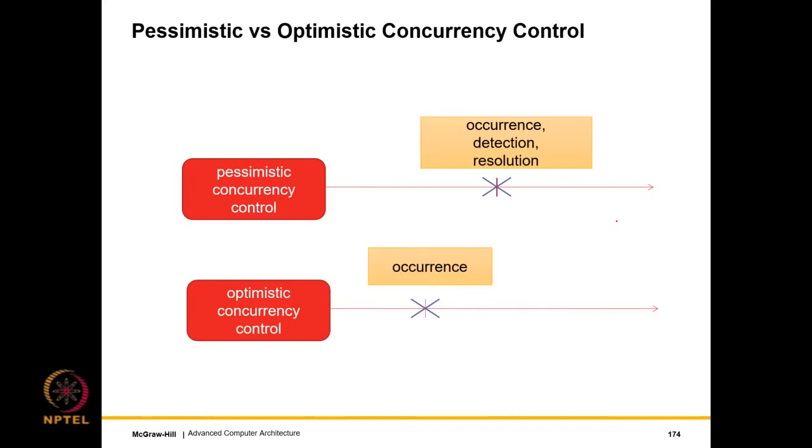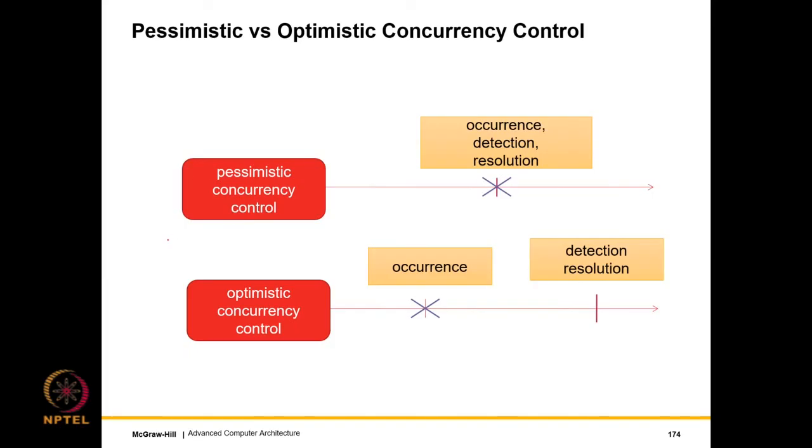In optimistic concurrency control, the moment a conflict occurs, we don't do anything at that point of time. We wait till a later point of time, and at the later point of time, we detect and resolve. So this basically allows the system to continue despite the fact that a conflict has happened. We just safely allow the system to keep on executing. And at a later point of time, we detect the conflict and resolve, right?